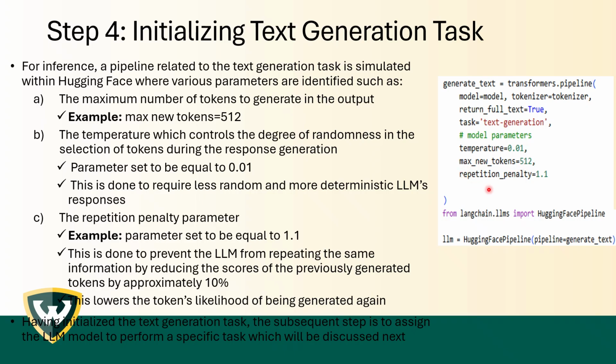And also we can set the repetition penalty to be equal to 1.1 in order to prevent the LLM model from repeating the same information by reducing the scores of the previously generated tokens by approximately 10%, which can lower the token's likelihood of being generated again. So having now initialized the text generation task, the subsequent step is to assign the LLM model, which is Llama2 with 13B parameters, to perform a specific task, which will be discussed next.